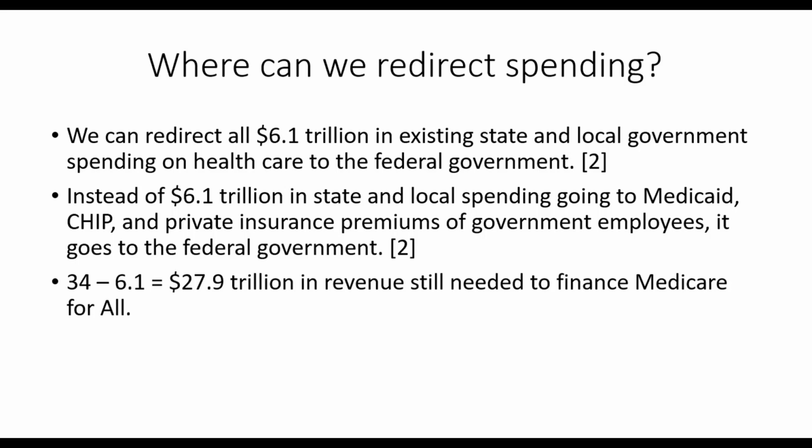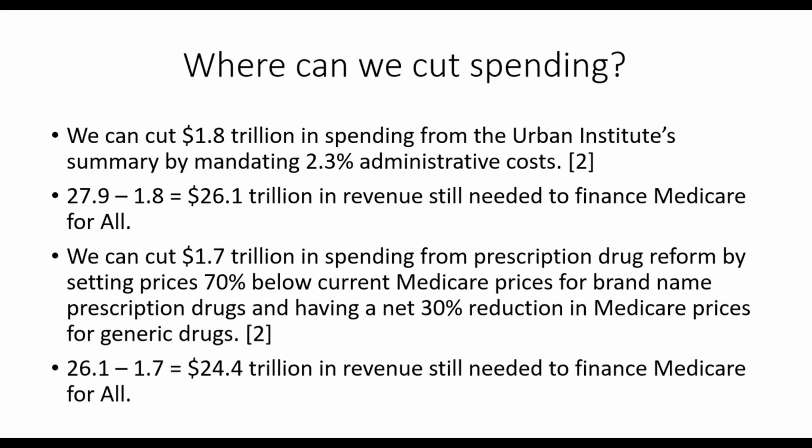So we start with $34 trillion. Now we're down by $6.1 trillion. That leaves us with $27.9 trillion in revenue we still need to finance Medicare for All. Now let's go to the next slide. So where can we cut spending? We can cut $1.8 trillion in spending from the Urban Institute summary by mandating 2.3% administrative costs instead of 6% administrative costs. This will leave us with $26.1 trillion still needed in revenue to finance Medicare for All.